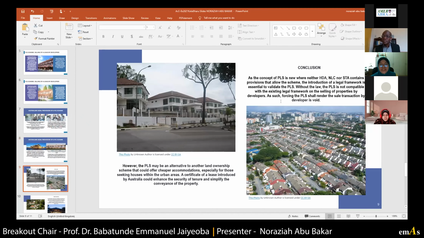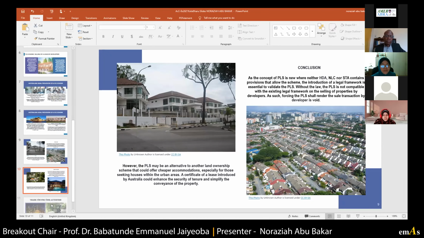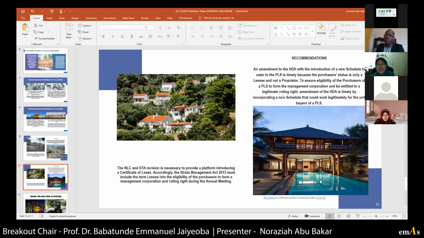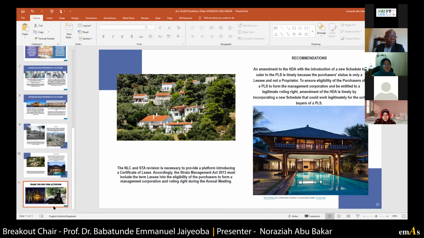As the conclusion, as the concept of PLS is new, when neither HDA, NLC or STA, the Strata Titles Act, or the National Land Code have provision to cater for PLS, it should be provided. It should be incorporated into these laws that relate to the sale of property by developer. Our recommendation is that you have to somehow amend the laws and provide for this PLS scheme, then only it will be viable. With that, thank you for your attention.